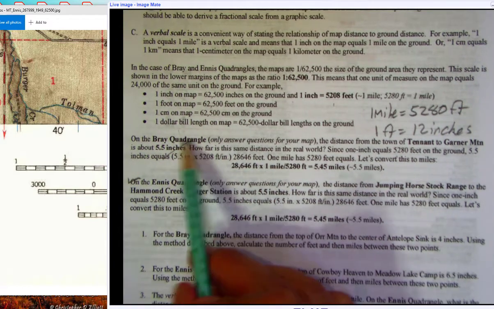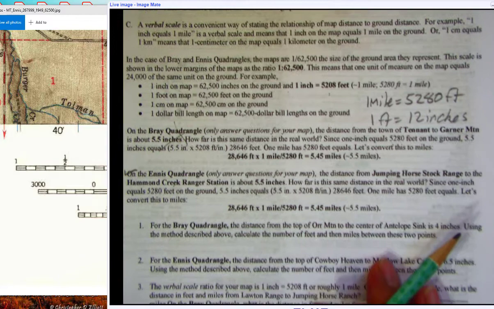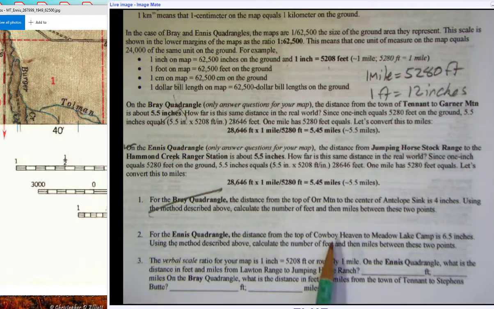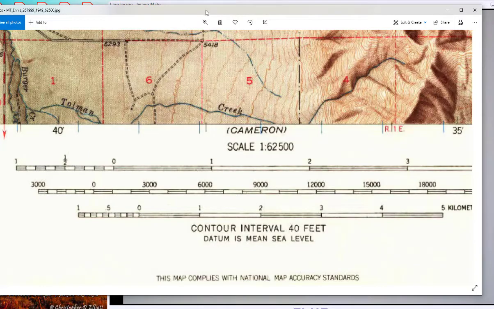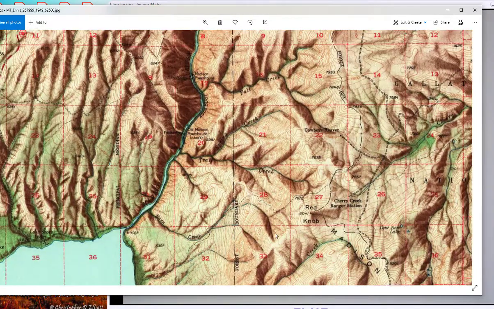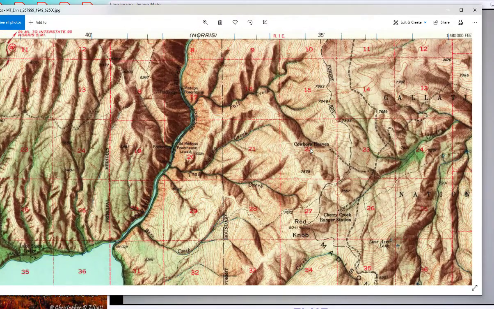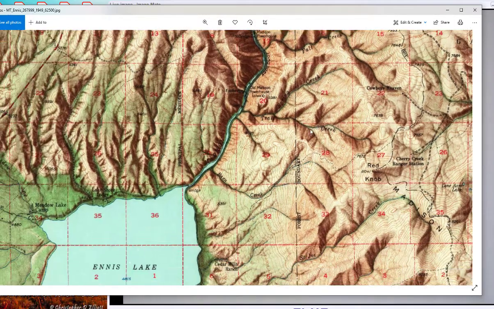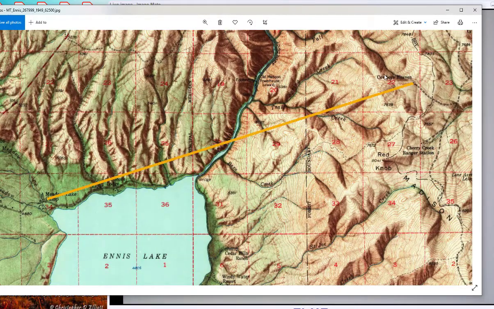Remember, we're not doing the Bray quadrangle, but for the Ennis quadrangle, take a look at number 2. Go find Cowboy Heaven, and calculate the number of feet and then miles between the two points: Cowboy Heaven and Meadow Lake Camp. Cowboy Heaven is way up at the top of the map, in section 22. Meadow Lake Camp is right here in section 34.